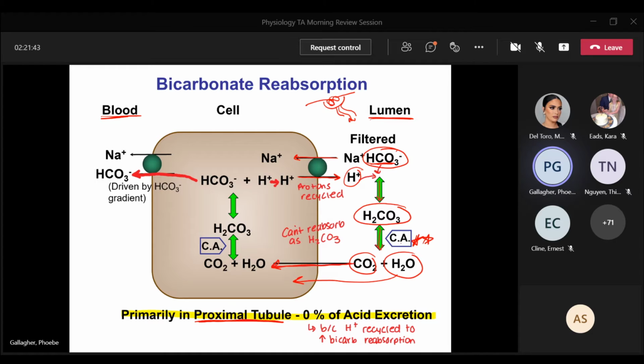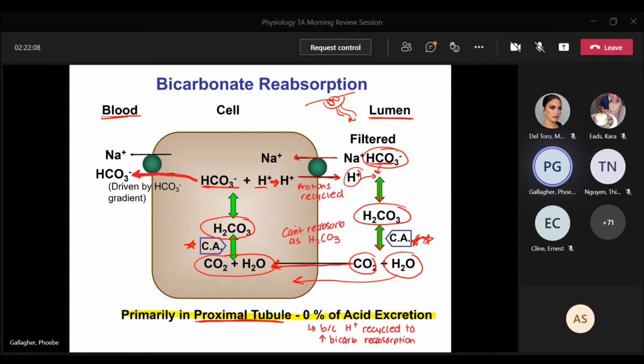Without carbonic anhydrase, you won't be able to reabsorb bicarbonate. So when it enters as CO2 and water, carbonic anhydrase once again is present inside the cell, and it converts it to carbonic acid and ultimately to bicarbonate and a proton. So bicarbonate will then be reabsorbed through this sodium bicarbonate transporter back into the blood.